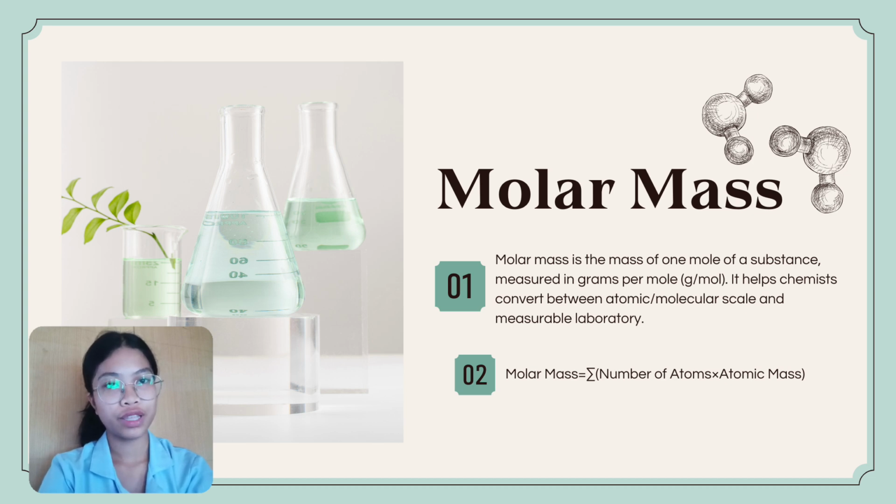The molar mass of an element is numerically equal to its atomic mass in atomic mass units. For example, oxygen has an atomic mass of 16 atomic mass units, so its molar mass is 16 grams per mole. This concept applies to molecules and compounds as well, but we will tackle it later. For ionic compounds, the term formula mass is used, but their molar mass is calculated in the same way. Understanding molar mass helps chemists relate the microscopic and macroscopic worlds in their work.